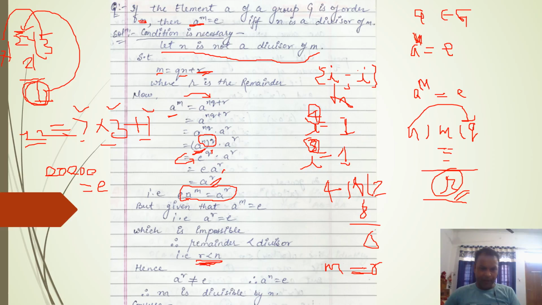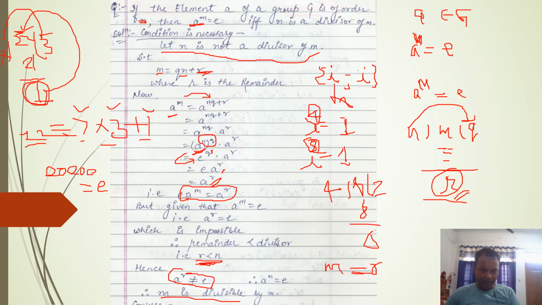So a to the power r cannot be equal to this identity, because our assumption is wrong, so it will not equal identity. So we can directly say that this m is divisible by n. I hope students have understood this point. What I want to say, I am repeating again.